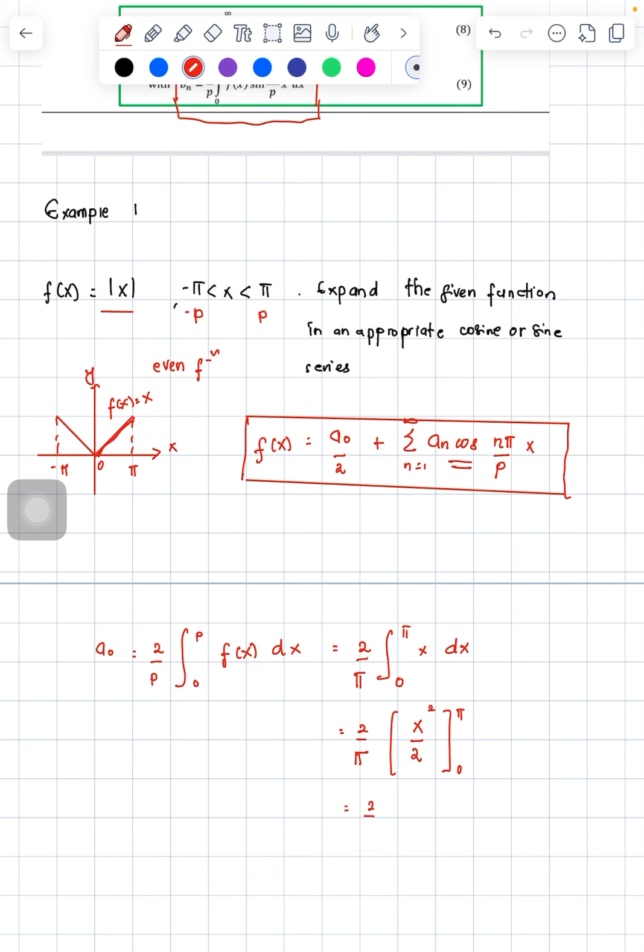So we can substitute x with pi and 0. We get 2 over pi, substitute x with pi: pi squared over 2. Then substitute x with 0: 0 over 2 is 0. So 0 minus 0. Here we can cancel 2 and pi as well. So we have a naught equals pi. So this is our a naught.